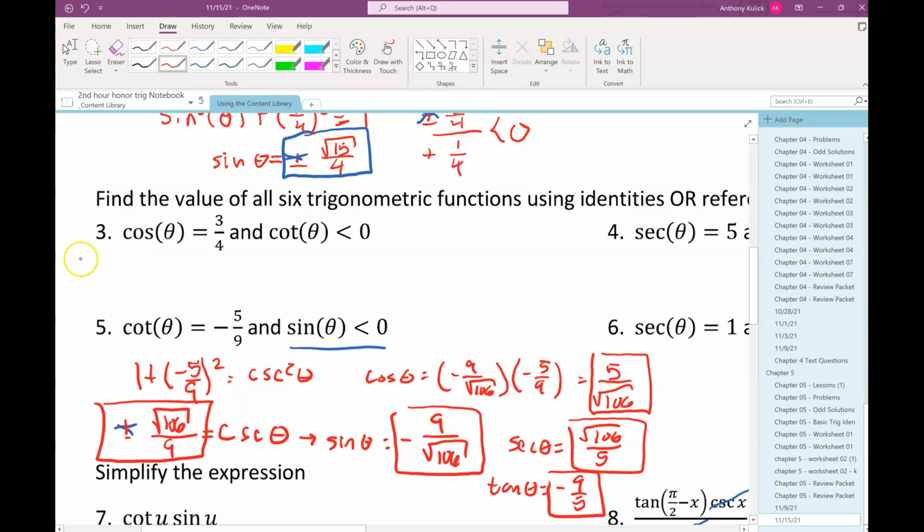So secant we could basically get for free, right? That's the reciprocal of cosine. Then I'll use the Pythagorean identity. So I know that sine squared plus cosine squared is equal to 1. 3/4 squared is 9 over 16. When I subtract that from both sides, I get 7 over 16. When I square root both sides, that's going to be plus or minus root 7 over 4.